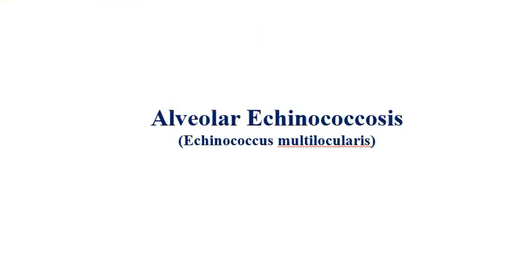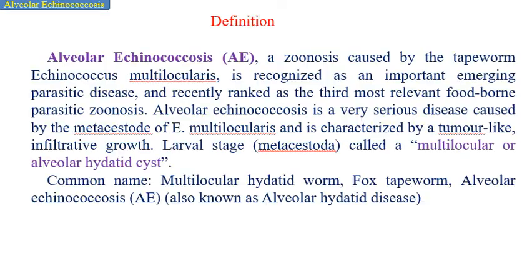The next disease is alveolar echinococcosis, the causative agent of which is Echinococcus multilocularis. Alveolar echinococcosis is a zoonotic disease caused by a tapeworm. Echinococcus multilocularis is recognized as an important emerging parasitic disease and recently ranked as the third most relevant foodborne parasitic zoonosis. Alveolar echinococcosis is a very serious disease caused by the metacestode stage of Echinococcus multilocularis and is characterized by tumor-like infiltrative growth. Larval stages are often called metacestodes, called multilocular or alveolar hydatid cyst.